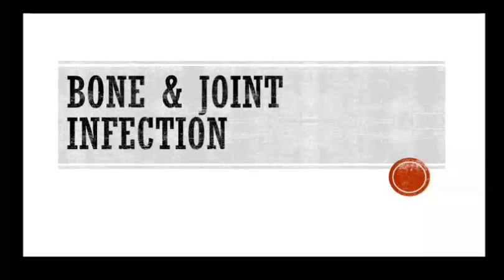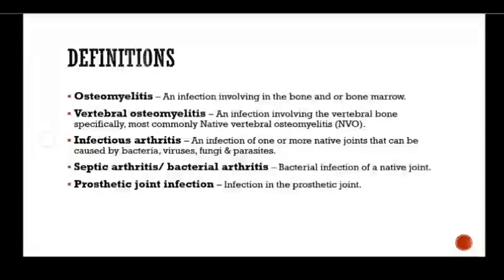Today we see a topic about bone and joint infection. Osteomyelitis, an infection involving the bone or bone marrow. Vertebral osteomyelitis, an infection involving the vertebral bone, most commonly native vertebral osteomyelitis. Infectious arthritis, an infection of one or more native joints that can be caused by bacteria, virus, fungi, and parasites.